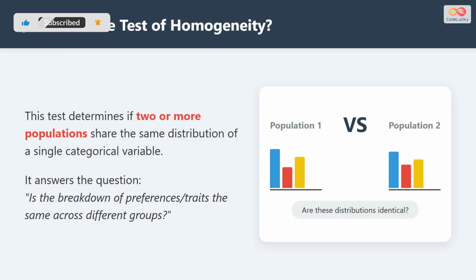So what exactly is this test? Simply put, the test of homogeneity determines if two or more distinct populations share the same distribution of a single categorical variable. For example, imagine you want to know if the preference for chocolate, vanilla, or strawberry ice cream is the same for children, teenagers, and adults. You have different groups or populations, and you want to see if their breakdowns are identical.